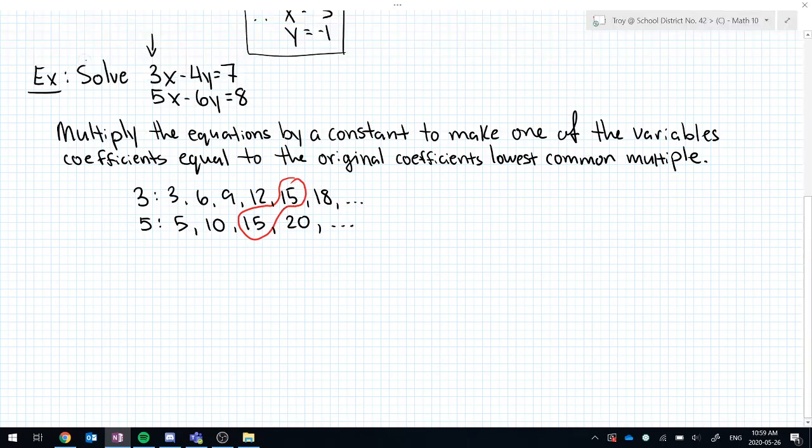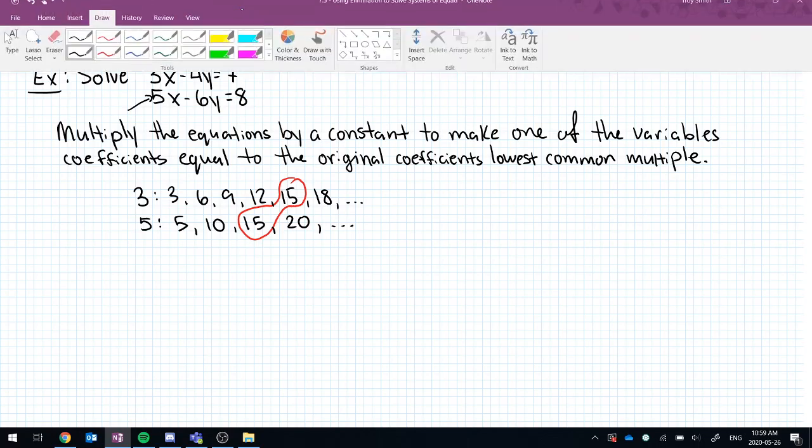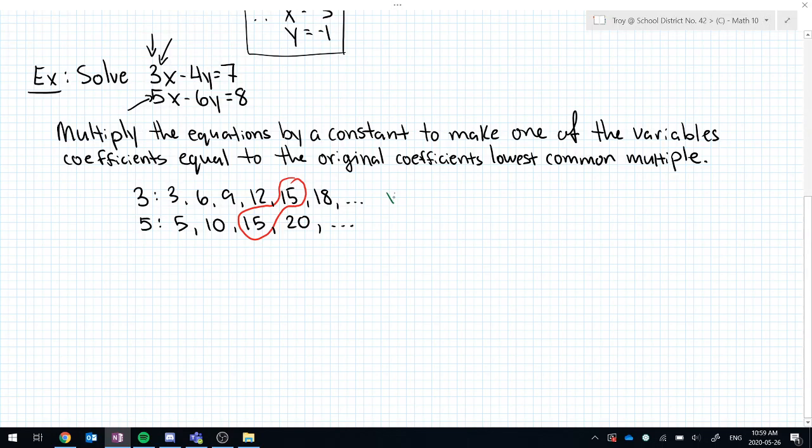So that means we're going to pick a number to multiply the entire equation by to make that x 15x and this x 15x. For the first equation, 3x, to go from 3 to 15, of course we need to multiply by 5. This is going to be times 5 for the 3. And to go from 5x to 15x, we're going to need to multiply by 3.